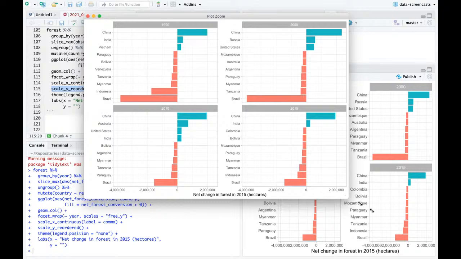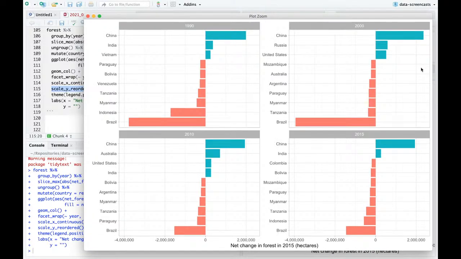Top countries for, so China looks like it's been gaining forest every year. That's interesting, I didn't know that. It looks like the rate of deforestation in Brazil, just in terms of hectares per year that are lost, has been decreasing since 2000. It hit its peak in 2010.